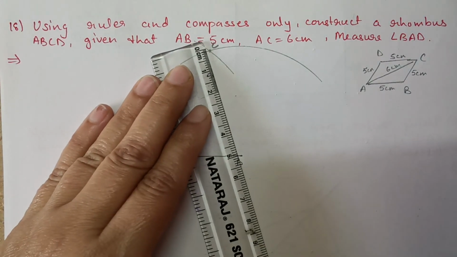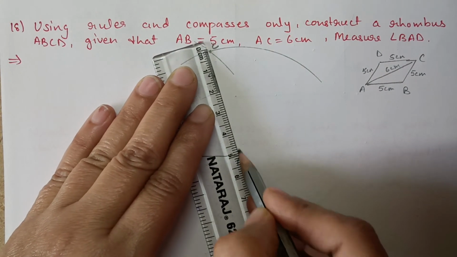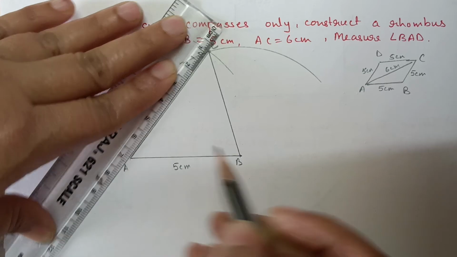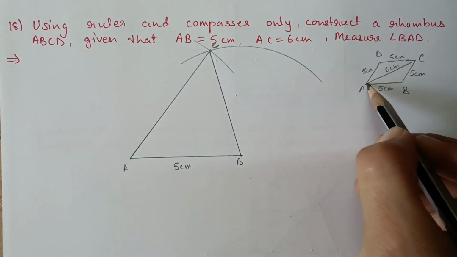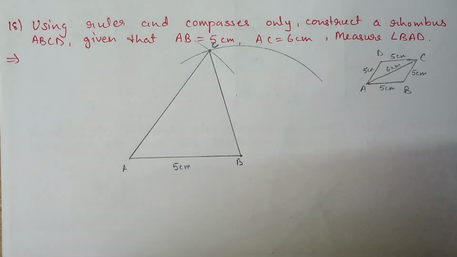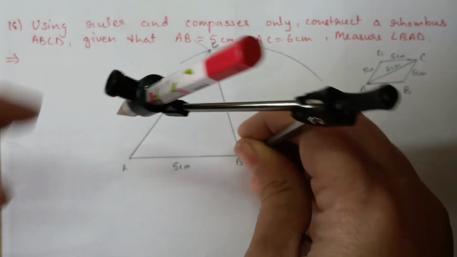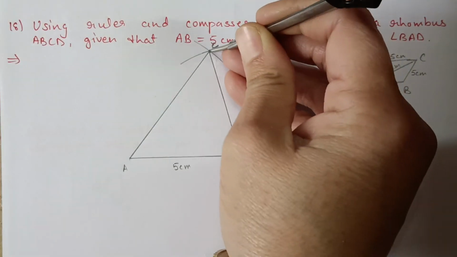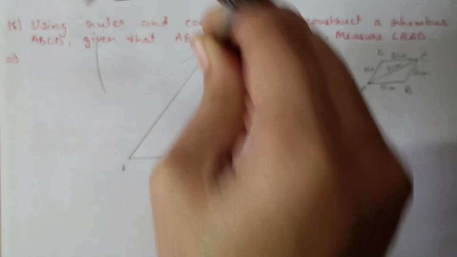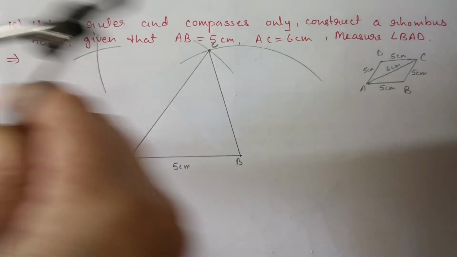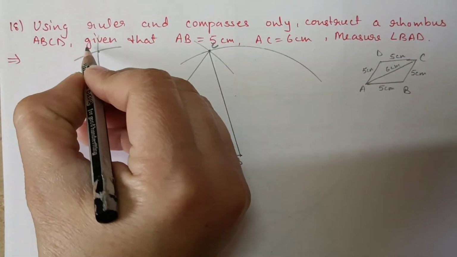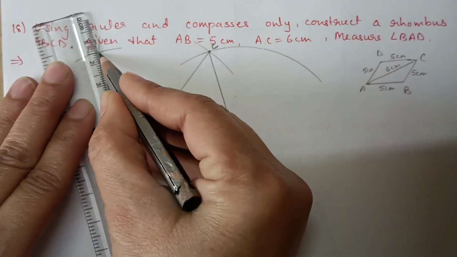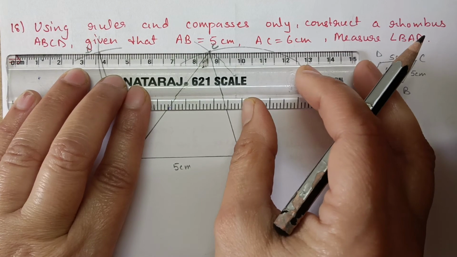Join A to B, join B to C and A to C. Now to find this point D, again from A a 5 centimeter arc, from C a 5 centimeter arc. So take 5 centimeter distance from point C, put one arc, and from point A also one more arc. So this is the point D. Now we can join A to D and D to C.